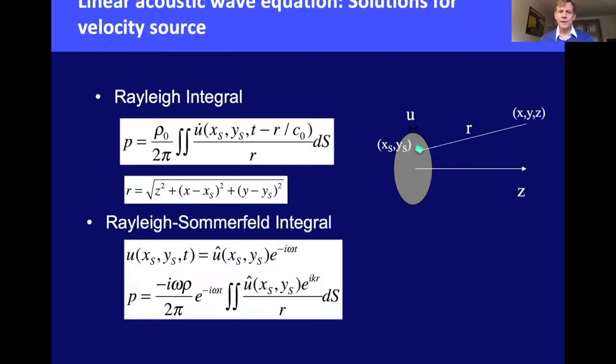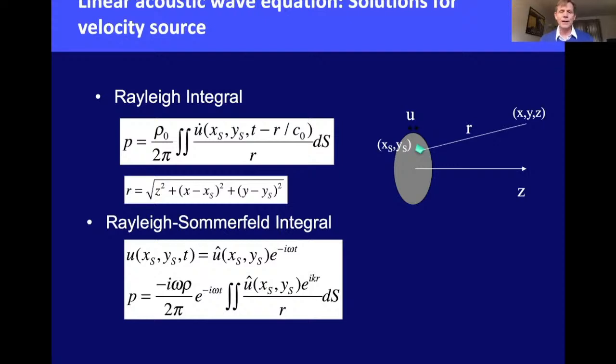In the case where your wave is time harmonic, so it's at a single frequency, then your source condition has a time dependence of e to the minus i omega t or e to the plus j omega t, depending on whether you're a physicist or an electrical engineer or some funny mix in between.